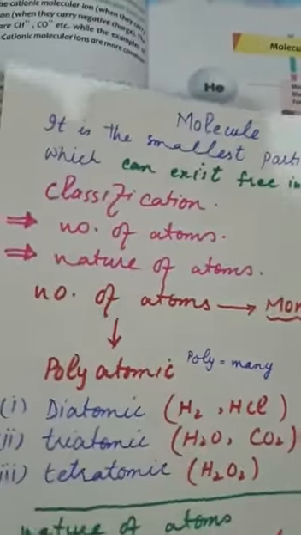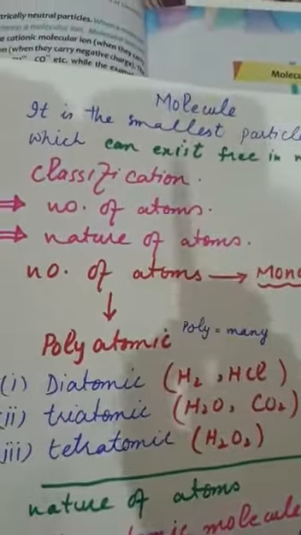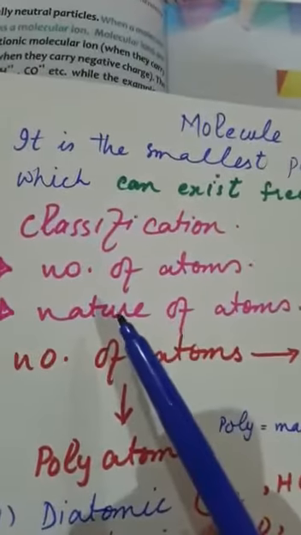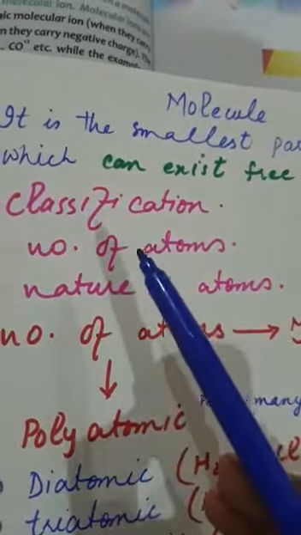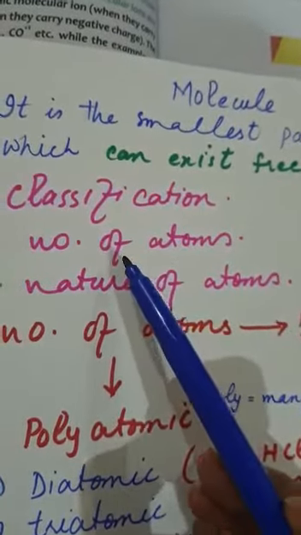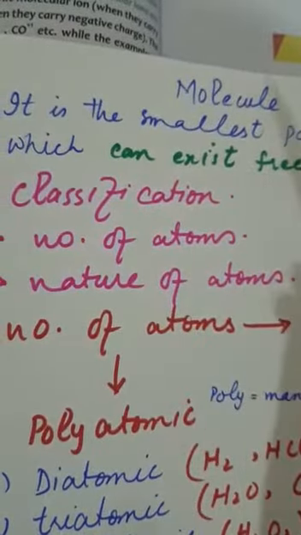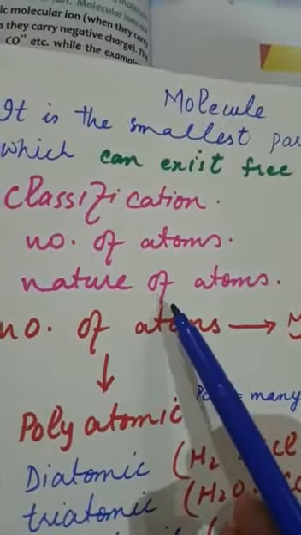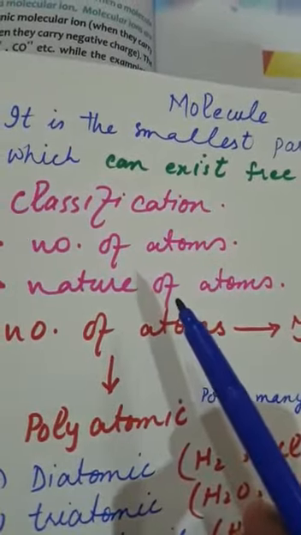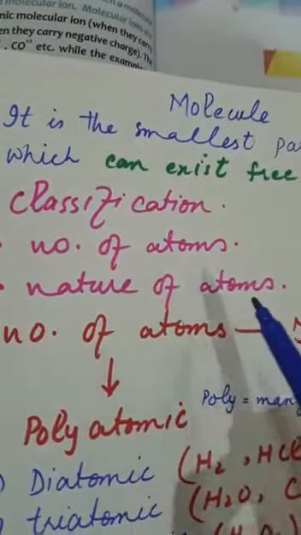Now we will discuss the classification of molecules. The classification of molecules is based on two aspects: molecules can be classified on the basis of the number of atoms, that is, how many atoms there are in a molecule, and molecules can be classified on the basis of the nature of the atom.